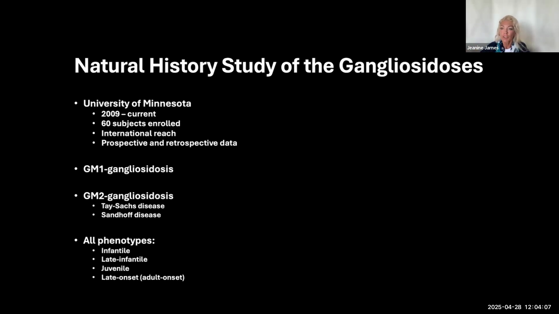But we have about 60 patients enrolled at this time. That's a nice number. We do have an international group of subjects. Most of them are from the United States, but some are from outside the United States. And it collects prospective data, but also retrospective data. The study covers both GM1 and GM2 gangliosidosis, and it covers all phenotypes: infantile, late infantile, juvenile, and late onset.